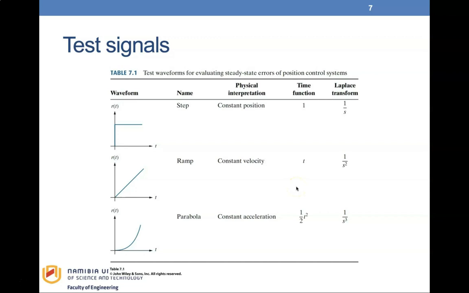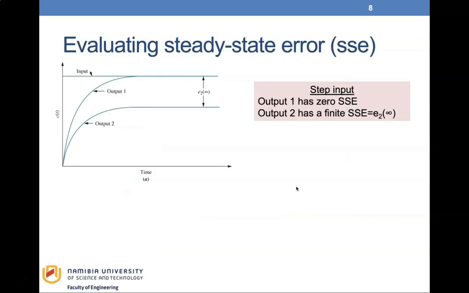Let us now evaluate the steady state errors. However, take note that before analyzing a system for steady state error, the system must be stable. Otherwise, the results will not be useful. In figure A, we have a step input and two possible outputs. As you can see, output 1 has 0 steady state error, since its final value equals the input. However, output 2 has a finite steady state error.